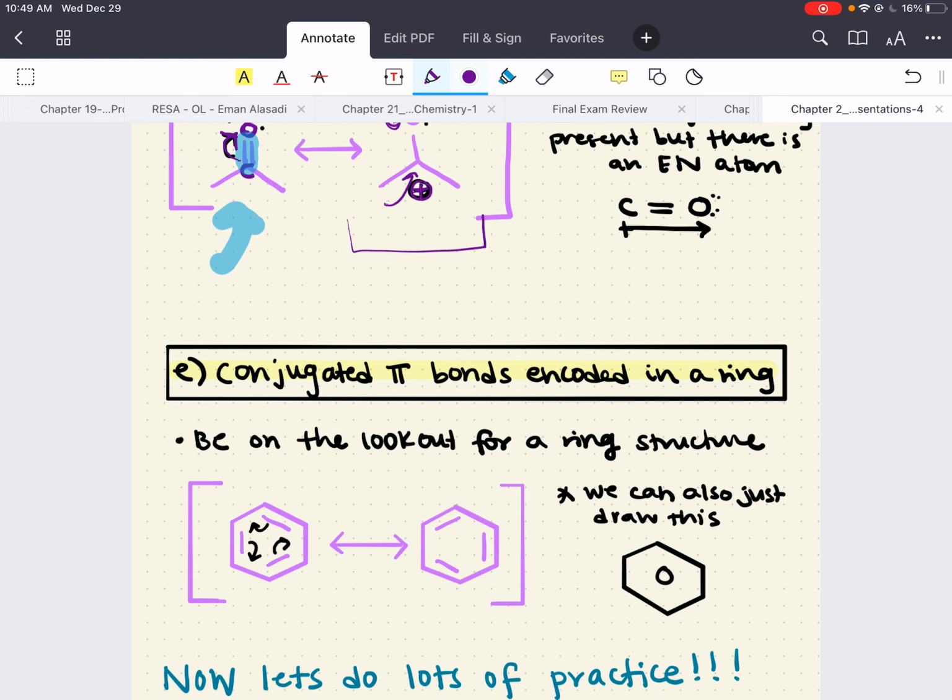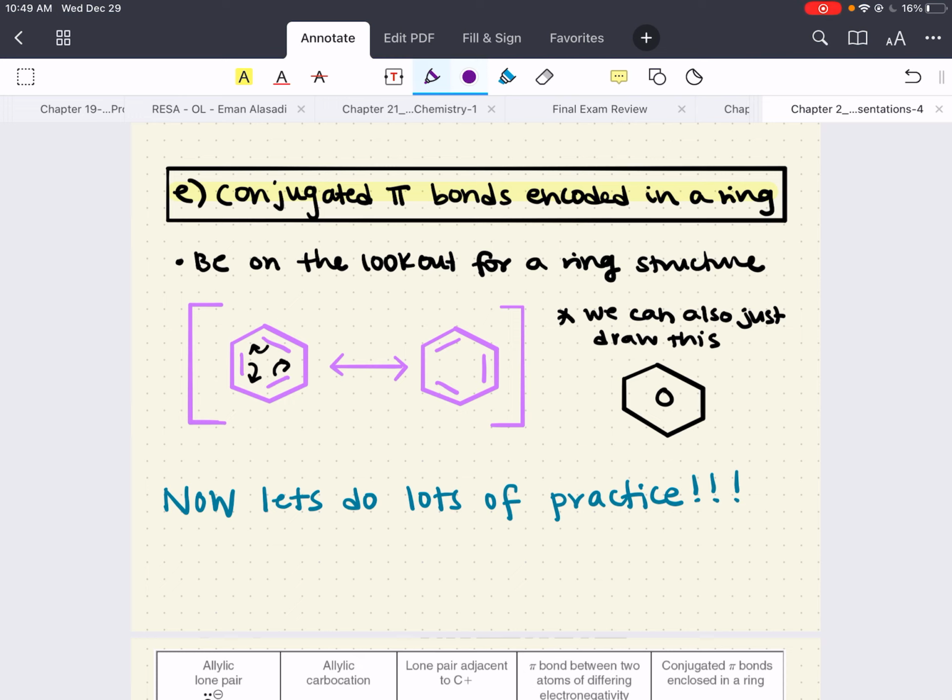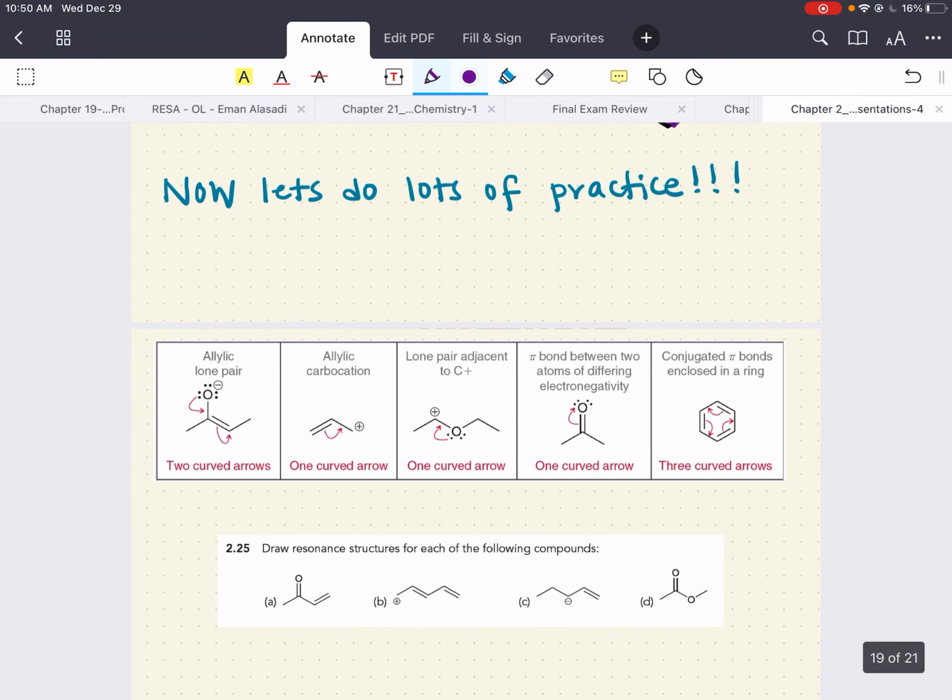Now the last resonance structure pattern is having conjugated pi bonds enclosed in a ring. You're going to be looking out for a ring structure that has conjugated pi bonds after pi bonds after pi bonds. You can move these pi bonds around. They can rotate around the ring constantly, and that's you drawing the resonance structure of the same molecule. Essentially, since in a conjugated ring all those pi bonds can constantly move around, we usually just draw a conjugated ring like this. Here's your ring, and then we draw a circle in the middle of it to convey that the electrons within this ring are constantly moving around. They're delocalized.